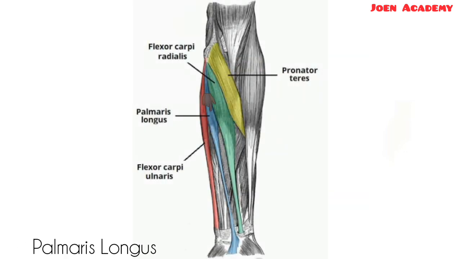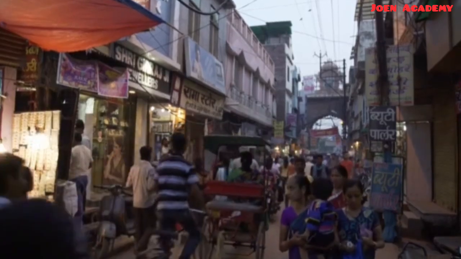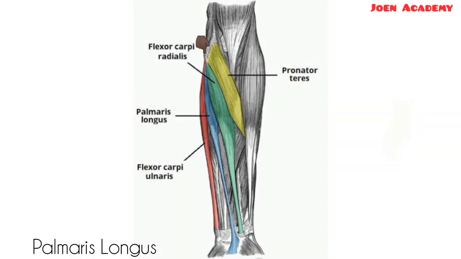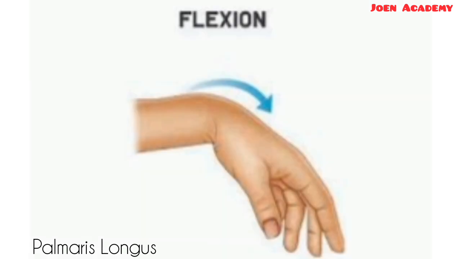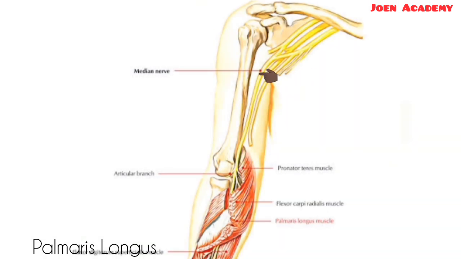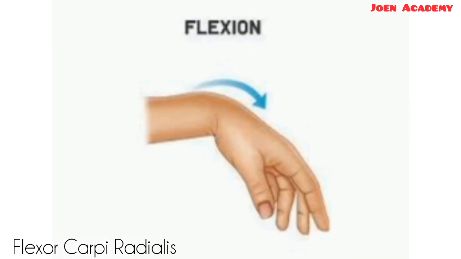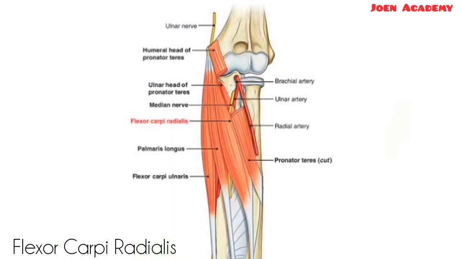Palmaris longus is another muscle of the superficial layer that is absent in about 15% of the population. It originates from the medial epicondyle and inserts at the flexor retinaculum of the wrist. The function of this muscle is the flexion at the wrist, and it is innervated by the median nerve. Flexor carpi radialis originates from the medial epicondyle and attaches at the base of metacarpal 1 and 2. Actions performed by this muscle are flexion and abduction at the wrist, and the nerve supply is by the median nerve.